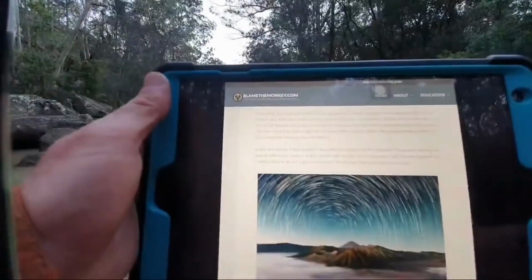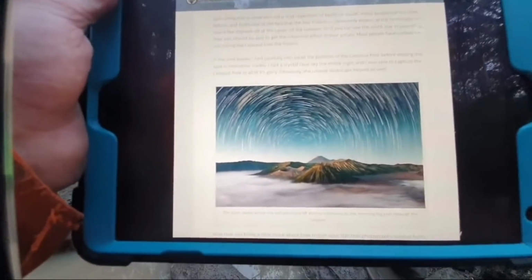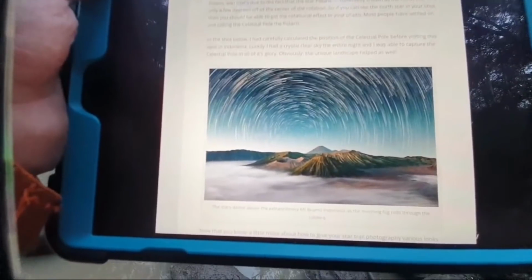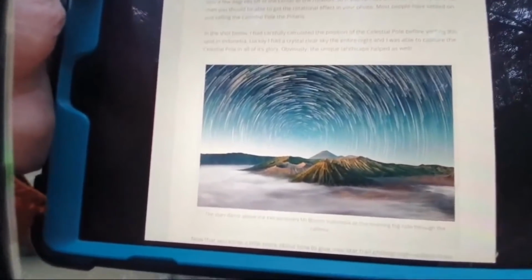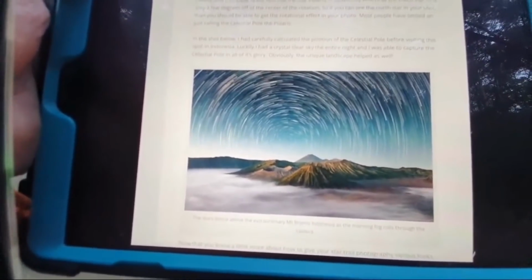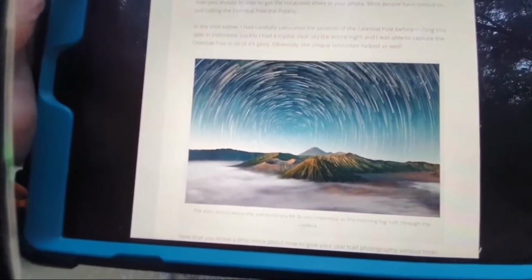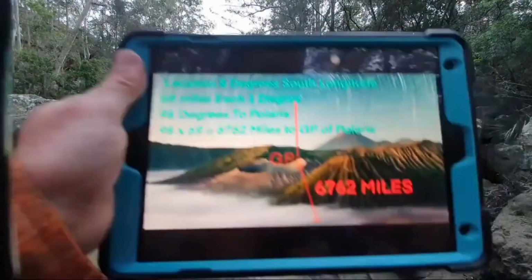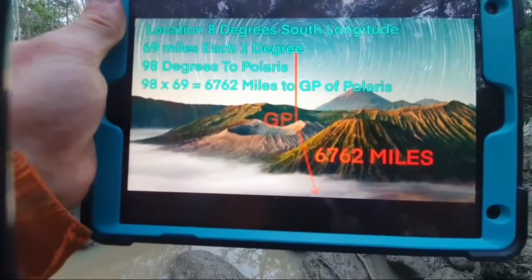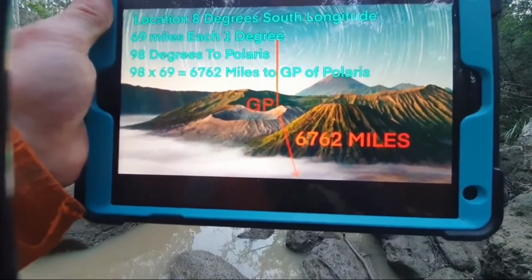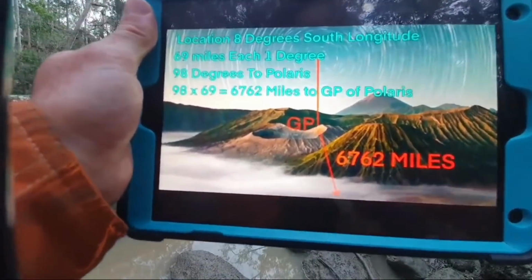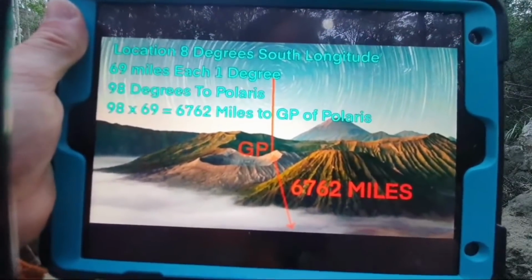This photo here, someone has definitely seen Polaris from 98 degrees. 8 degrees south of the equator, 98 degrees to Polaris. Whew, that's quite a distance. What is it? 6,762 miles of absolute flatness in this image right here. That's what we can extrapolate out.